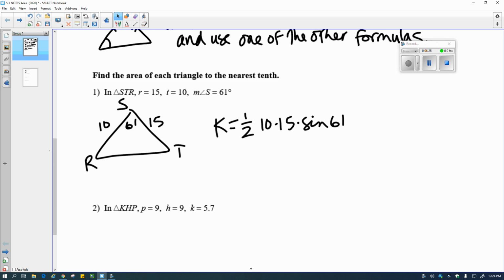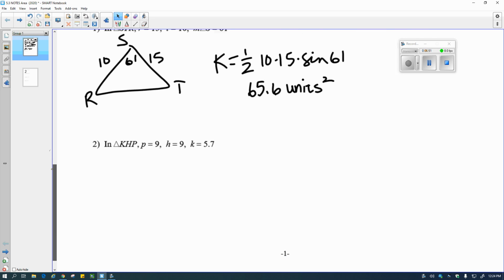So I have, I'm sure you guys will plug it in, hopefully while I'm plugging it in, and we can compare our answers. So I got 65.6. This is area, so I'll call this units squared. They didn't give me a measurement to follow off of, so units squared.